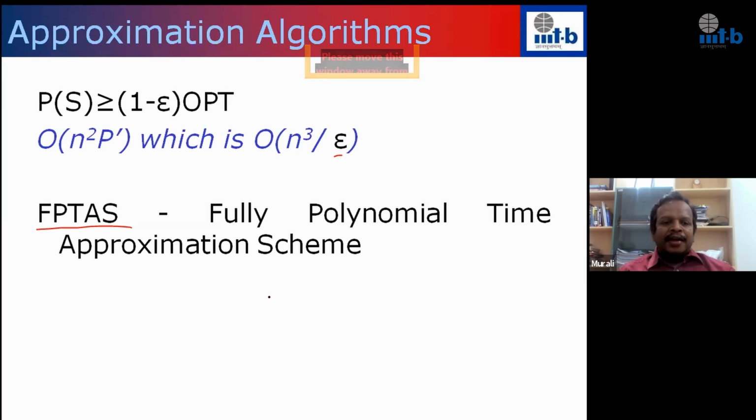Okay. Summary is that for the Knapsack problem, there is an FPTAS. What is FPTAS saying? You can get an answer very close, within 1 minus epsilon. The running time will be n cube by epsilon. And the techniques that we used here are basically DP, and another technique that I used is round down.